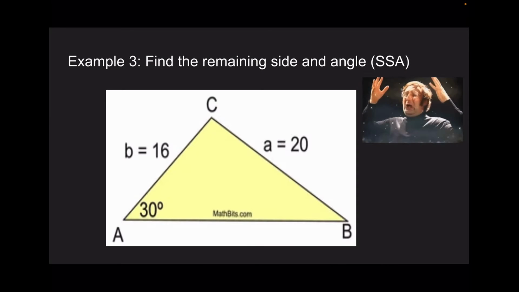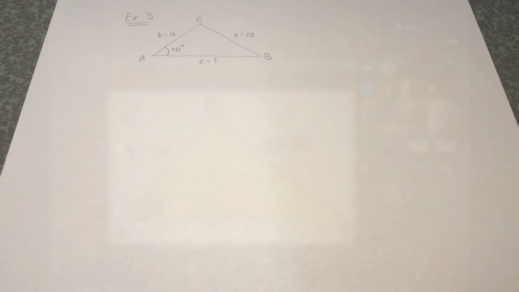Example 3. Find the remaining side and angles. In this problem, only one angle and two sides are given. Therefore, it is an SSA triangle, or the ambiguous case. As I mentioned before, the triangle must have at least one pair of opposite side and angle, so it's applicable for the law of sines. Remember that whenever it's an SSA scenario, the triangle can have one answer, two answers, or no answer, because it might have two triangles or one triangle.